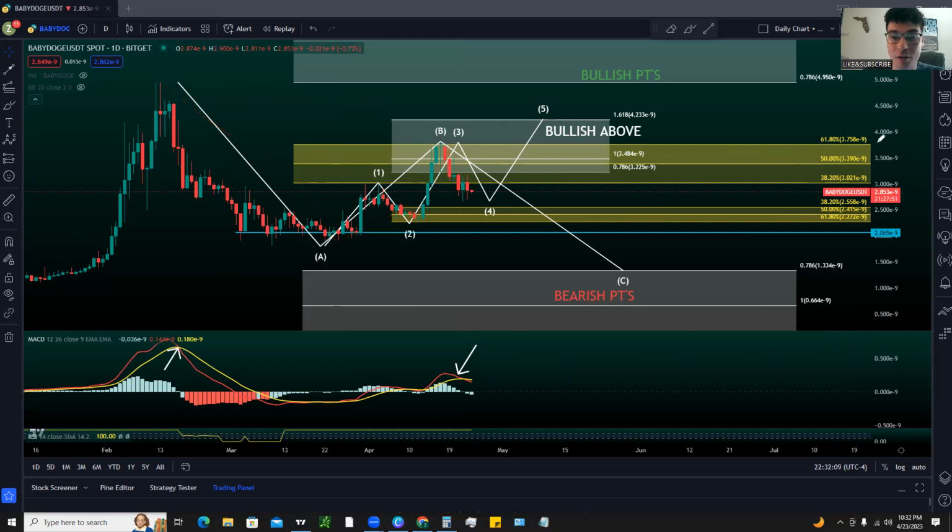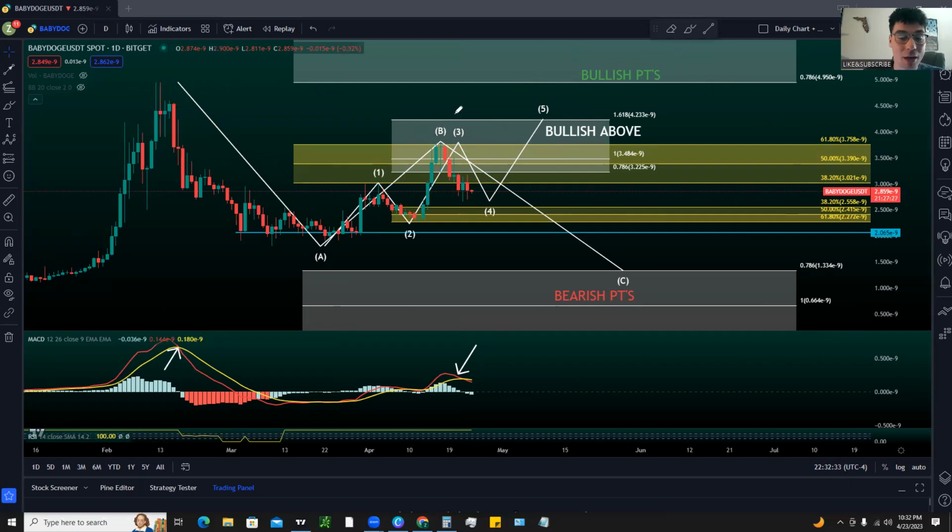If we get above our 61.8% level and we can flip that from resistance to support, then we can be bullish above there and potentially hit our bullish price targets or retest some of our previous highs. Now, it's very important that we actually rejected our 61.8% level here and started continuing lower. That's a little bit of a red flag.